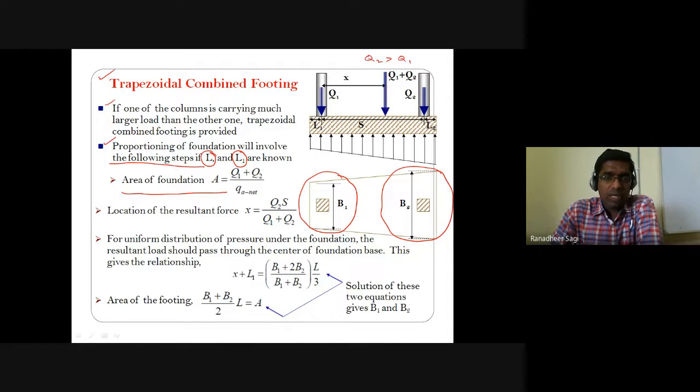Now the area of the combined footing, in the similar way how we have calculated earlier, we will be doing it. The location of the resultant force, how we have done it in the earlier case, is what we are going to be doing.